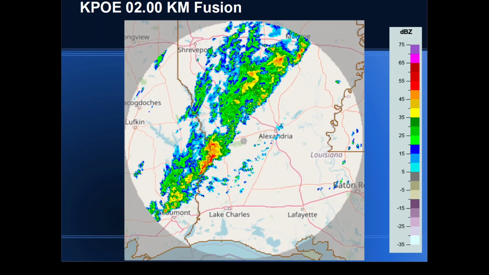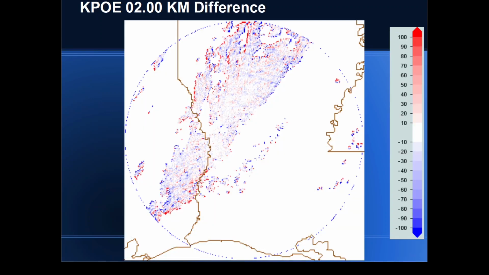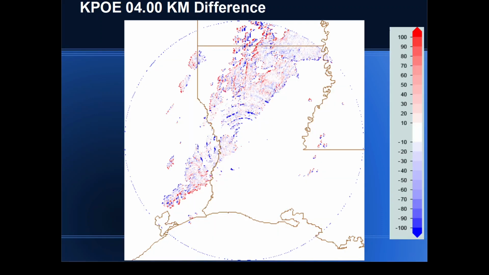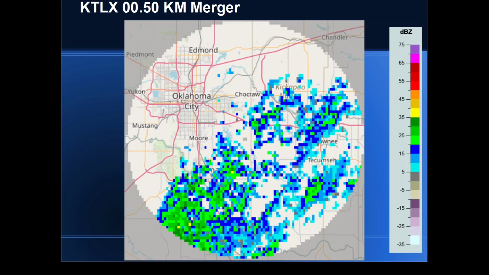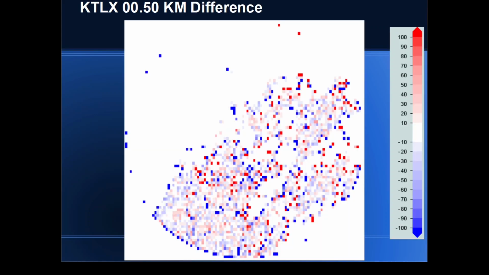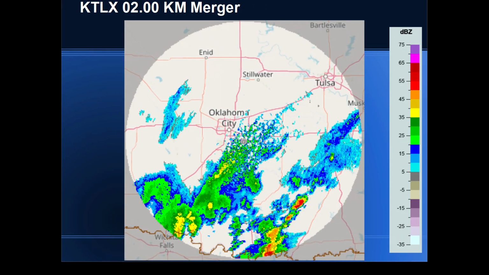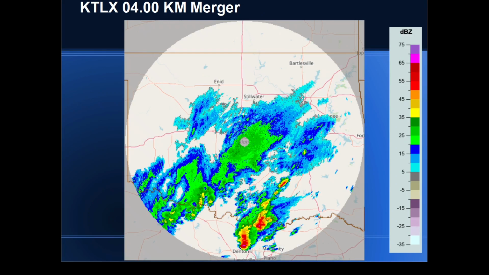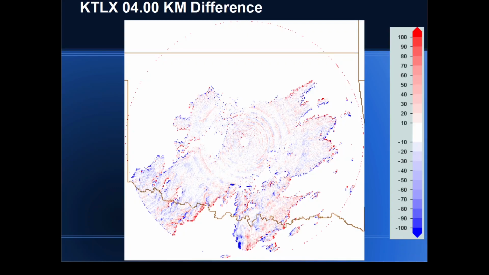KPOE 2.0, Fusion. Difference there, not too bad. Got a 4 kilometer merger, 4 kilometer Fusion. It's also not too bad. This one has a little storm to the bottom. And the nice thing is it looks like we're getting pretty close.